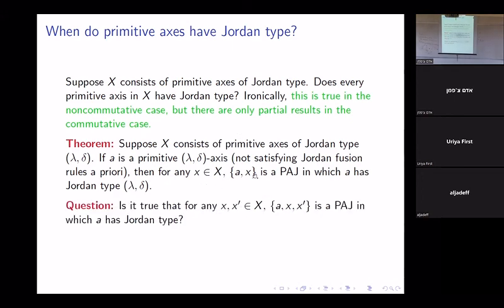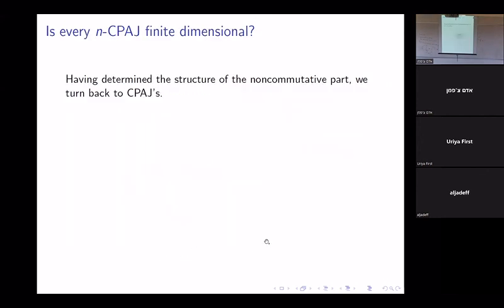And you see, this is what I said here. If you have two axes, you get the fusion rules. If you have three axes, it's not obvious that you get the fusion rules. And it's an exercise to see that if the fusion rules work for any two axes of Jordan type and a primitive axis, not necessarily of Jordan type, then they work for any situation at all. And so we've been working on that for a long time. Again, okay. This will show that A has Jordan type probability.